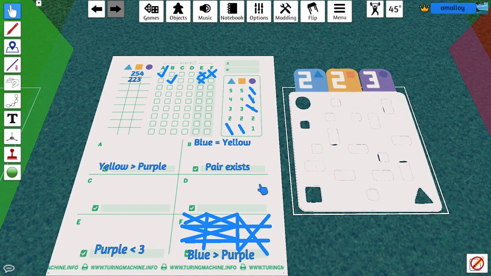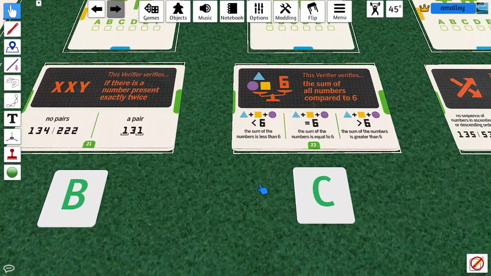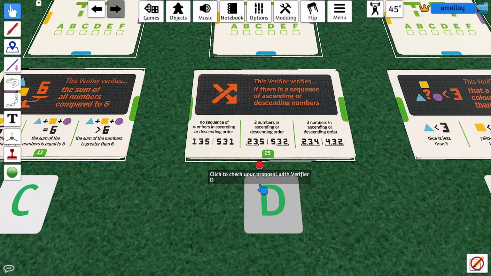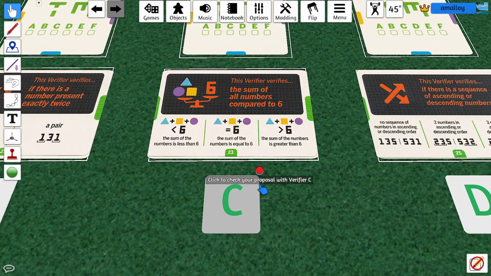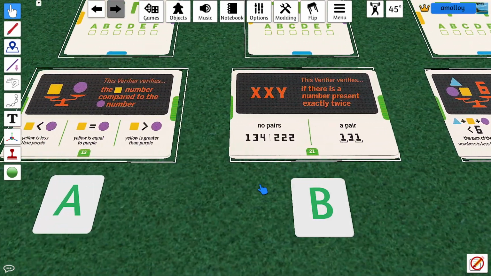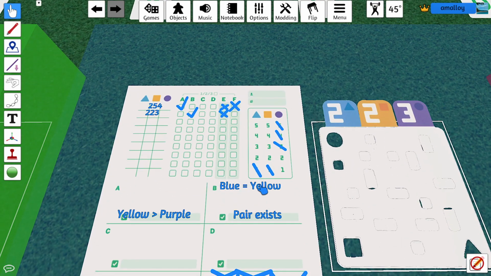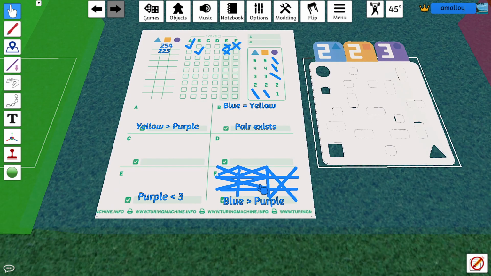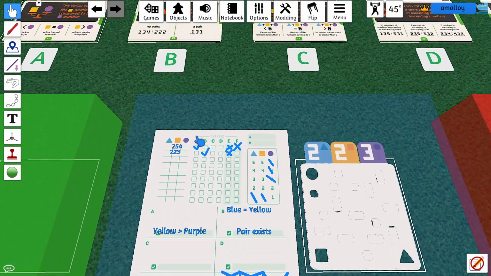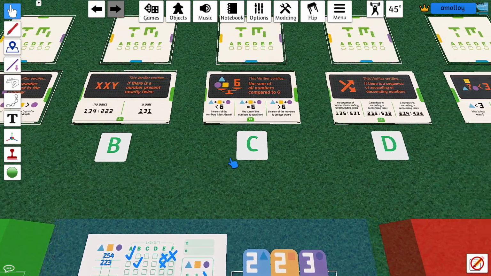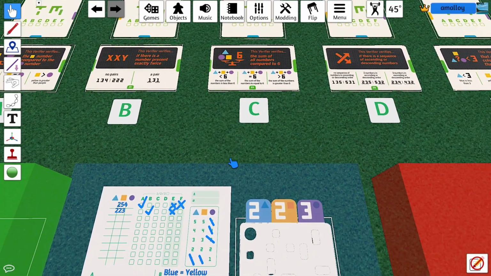Okay. Did I find anything out about sequences? I didn't. Okay. But we solved A, B, E, and F. We just have C and D left. Do I need to ask them any questions? Probably. But let's see.